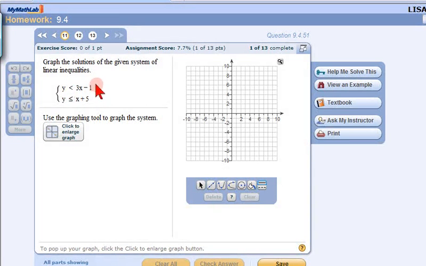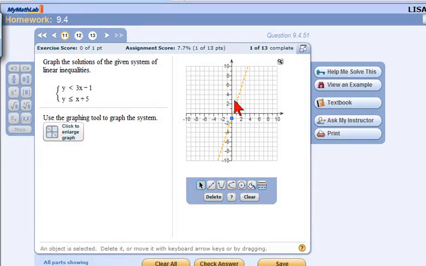It's less than. So it will be a dotted line. It will begin at -1. It will go up 3 and right 1. So I'll do all those things. It's got to be a dotted line, so I just click dotted. And it is a line. So I begin at -1, leave a point there, go up 3, go right 1. I've got my dotted line.